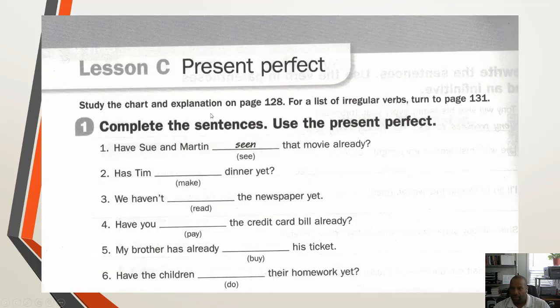Study the chart and explanations on page 128. For a list of irregular verbs, turn to page 131. This is useful information if we want to have a reference to keep, so we can go back and forth to understand how we're going to use the present perfect here.